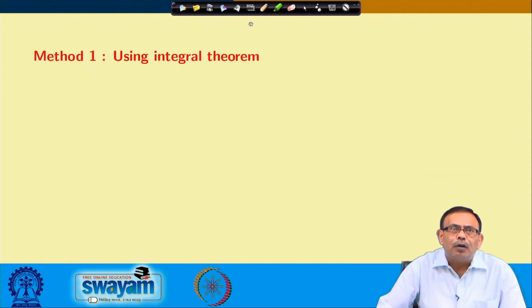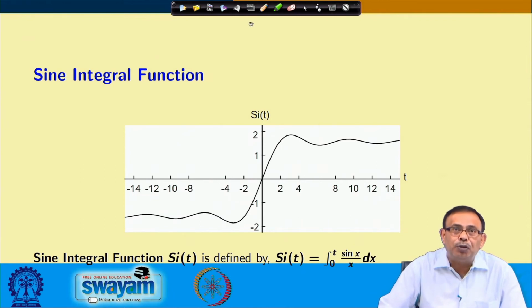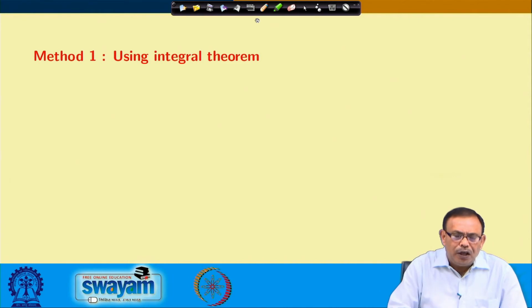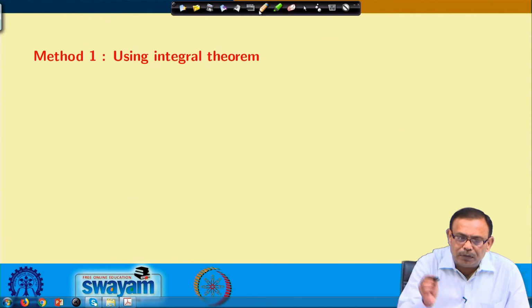Now, we will try to solve this particular problem using various methods. I will show you that one particular problem can be solved using many methods, and you will get the same result. Using the integral theorem, we can solve this problem. Let us see.